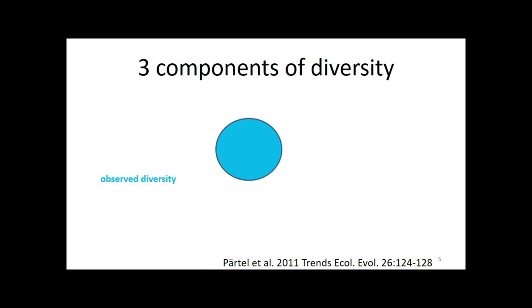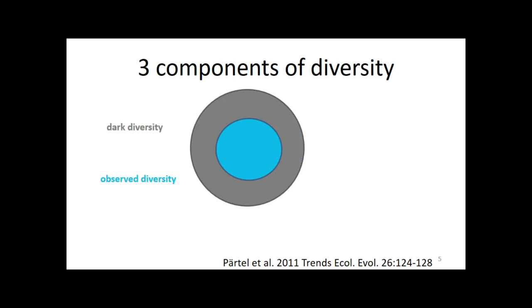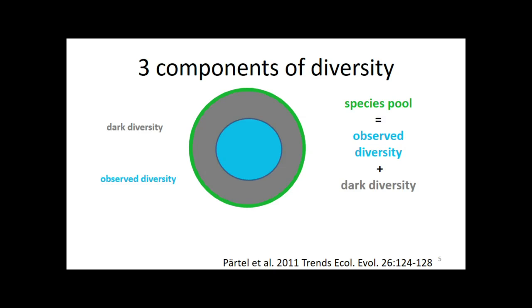So I say that there are three components of the diversity. One of them is observed diversity, the most simple one. Another one is the one we don't observe, the ones that are missing. And the missing ones and the observed ones are making up the species pool.